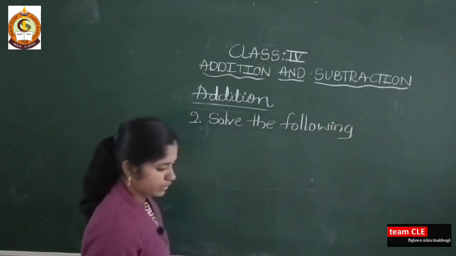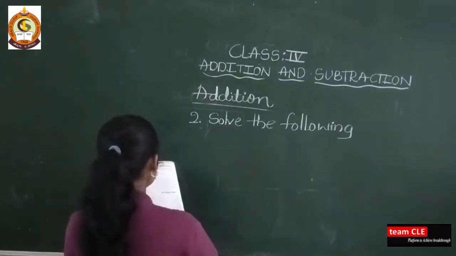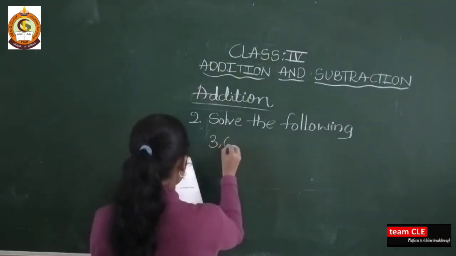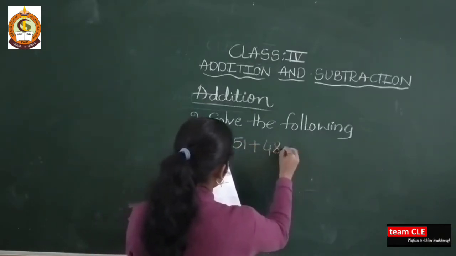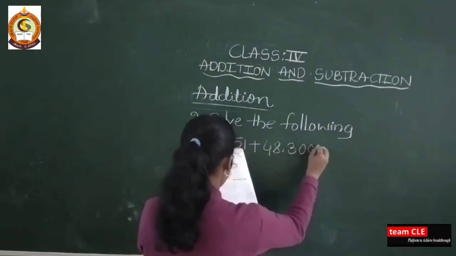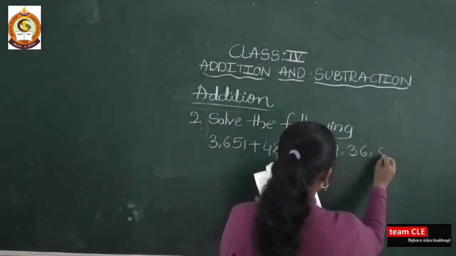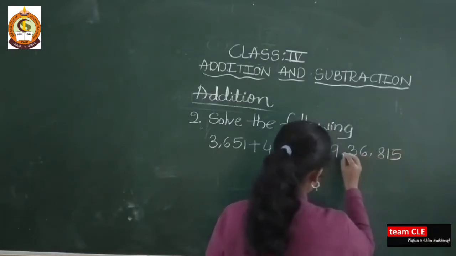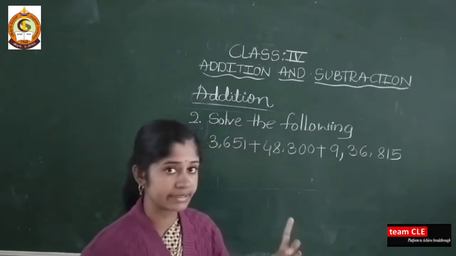Solve the following. The first question is, I will take here 3,651 plus 48,300 plus 9,36,815. While adding these numbers, you have to count the digits.